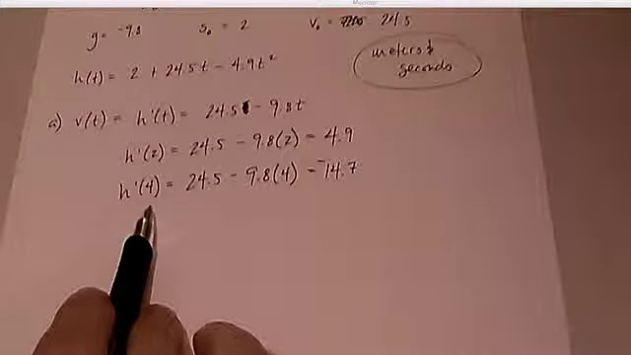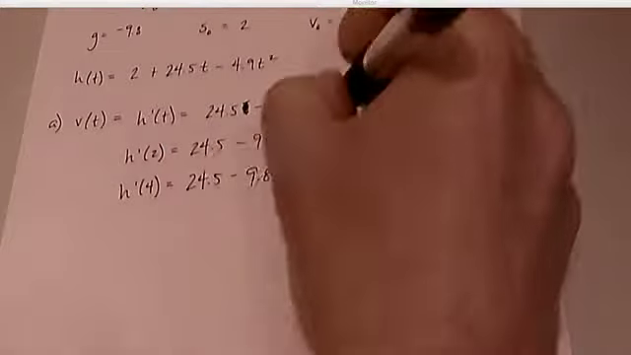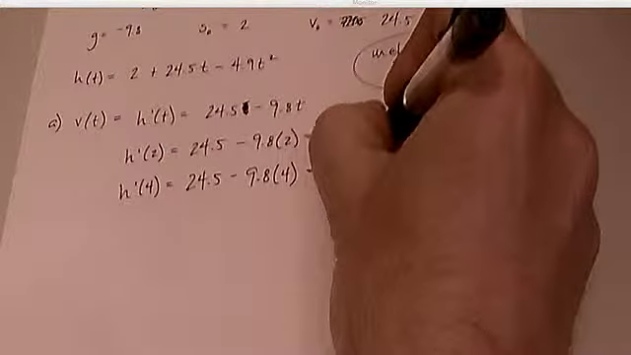Okay, so I've answered part A, so kudos to me. Let's go ahead and make sure that those are meters per second and meters per second. Let's go ahead and look at part B. When does the projectile reach its maximum height? Well, I know that it reaches its maximum height when I have a velocity of 0.